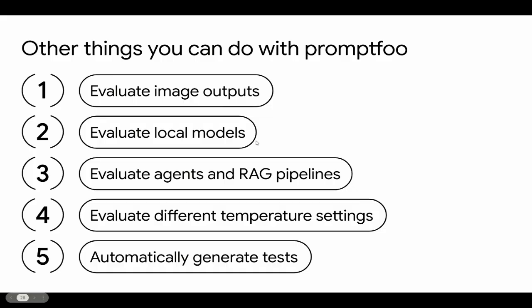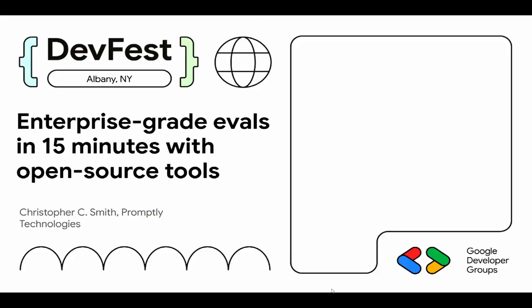You can evaluate agents and RAG pipelines, so it has plugins for handling agents, for handling RAG pipelines. And like I said, you can evaluate different temperature settings. It also has a feature where, if you've got tests defined, like we defined, it can auto-extend your test suite. It will use an LLM to develop more tests that test the same thing as your existing test suite, but maybe slightly different versions, so that you can get a larger sample size, basically, in your test output. So you don't have to manually write a bunch of different tests.